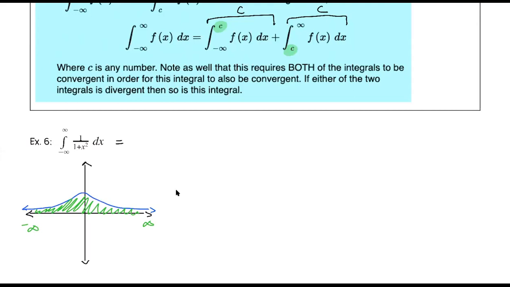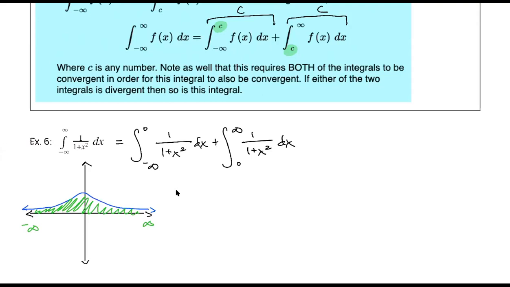So what we're gonna do, and it doesn't have to be the middle number, but I'm just gonna pick the middle number in this case. Like this graph is symmetric about x equals 0. So I'm gonna make my top bound for the first integral 0 and the bottom bound for my second integral 0. So that's going to give me the integral from negative infinity to 0 of 1 over 1 plus x squared dx. That's my first integral, plus the integral from 0 to infinity of 1 over 1 plus x squared dx. Okay.